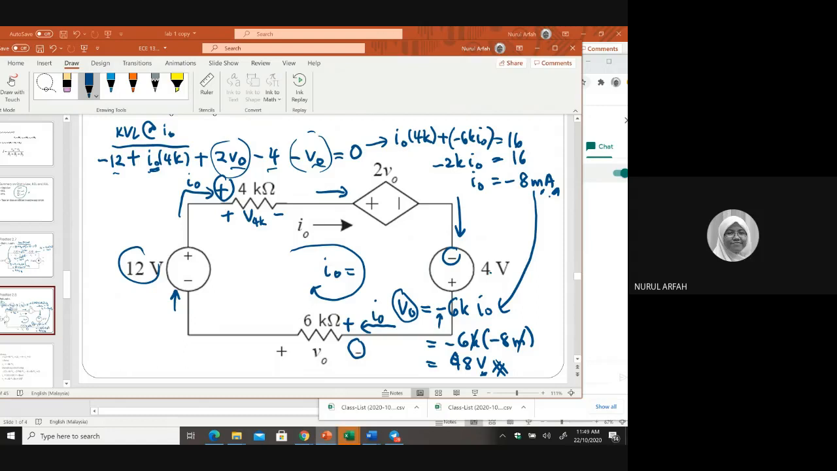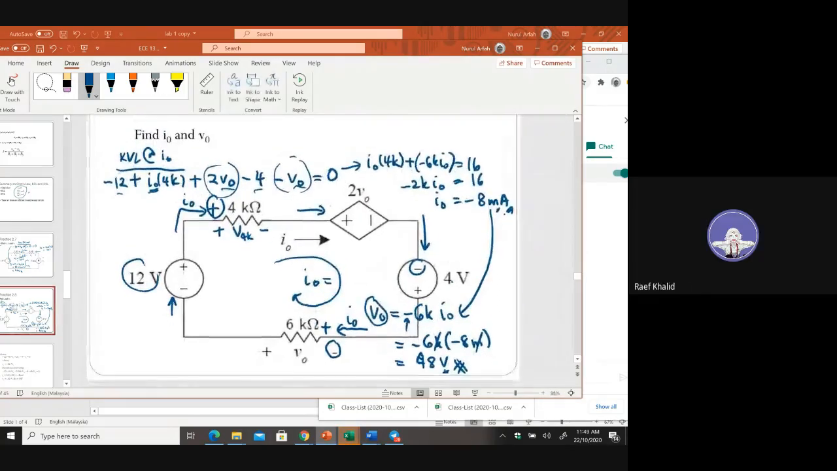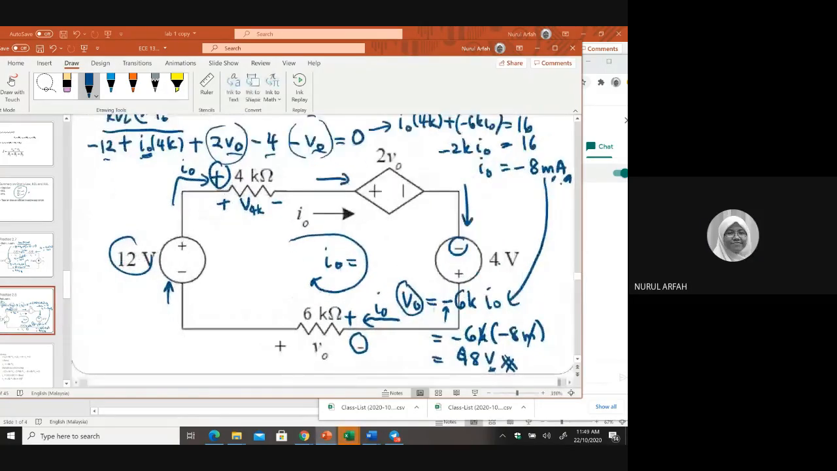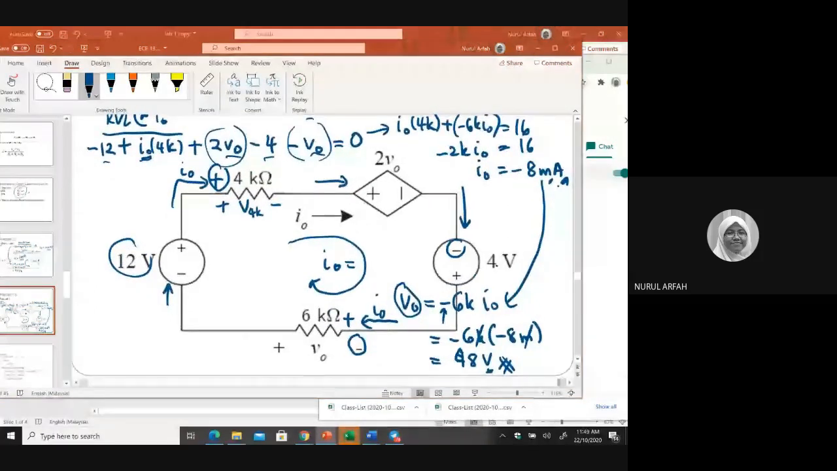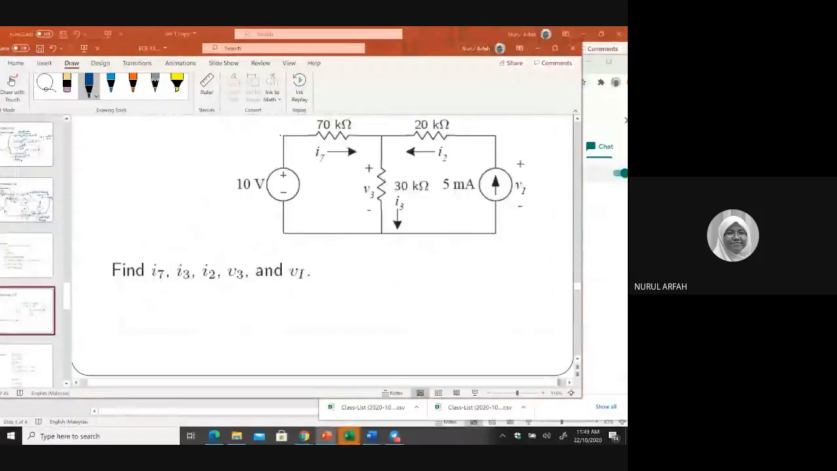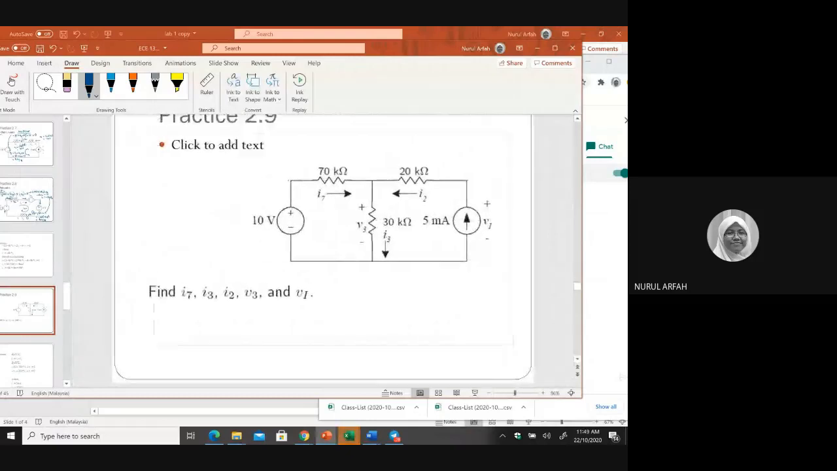Okay, so the answer is everything there. All right. What about this part? Practice 2.9.